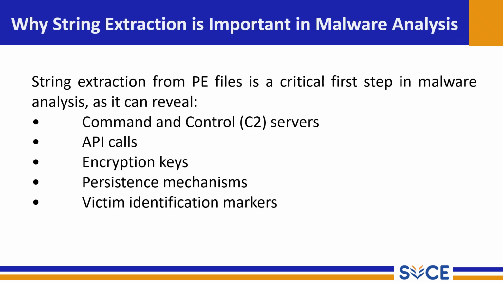And next, why is string extraction important in malware analysis? String extraction from a PE file is a critical first step in malware analysis, as it can reveal command and control servers like C2 servers, API calls, encryption keys, persistence mechanisms, or victim identification markers. That is why we use the string extraction component in malware analysis.